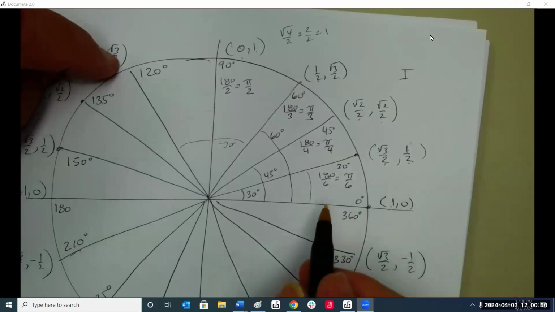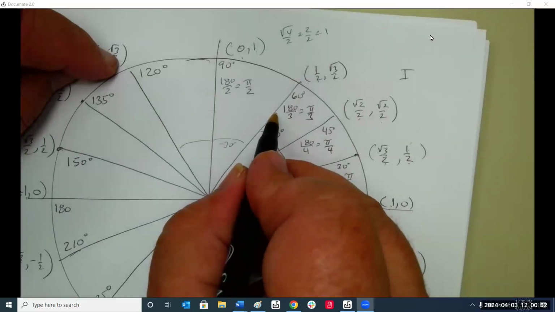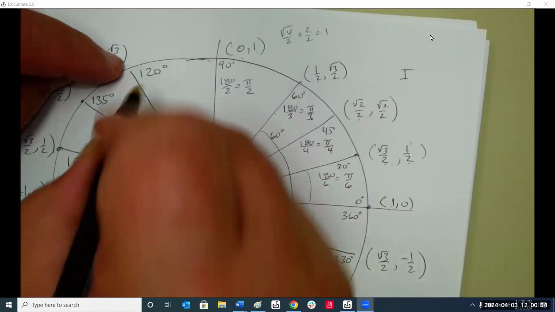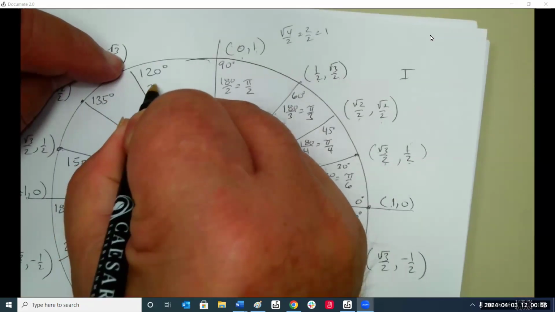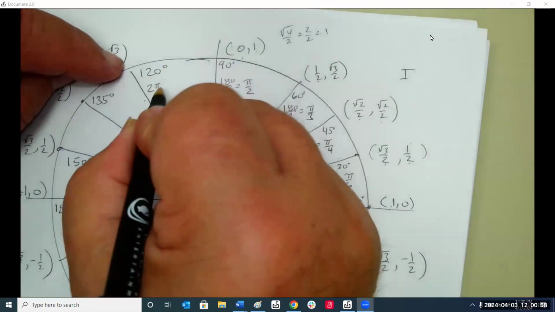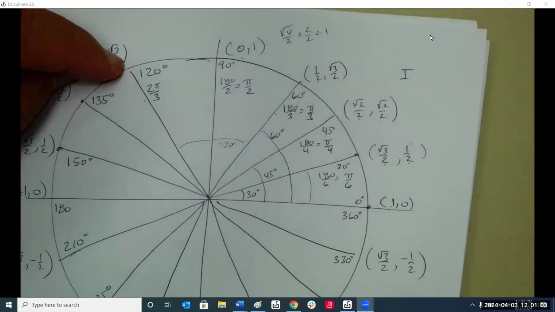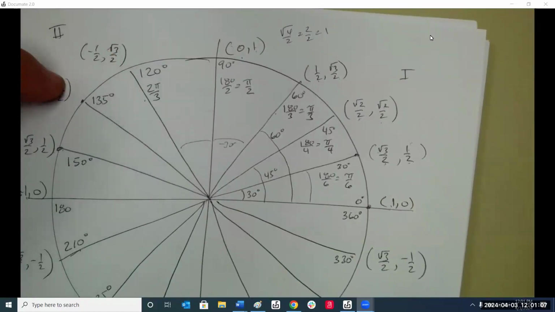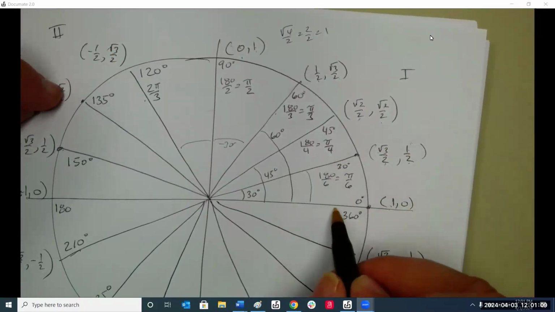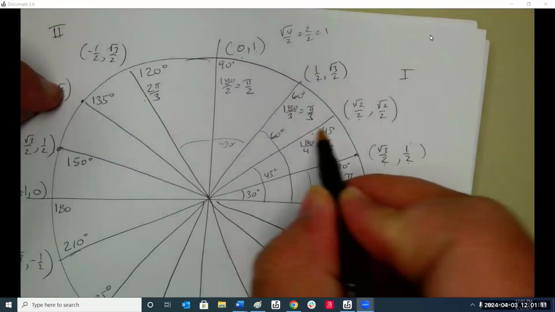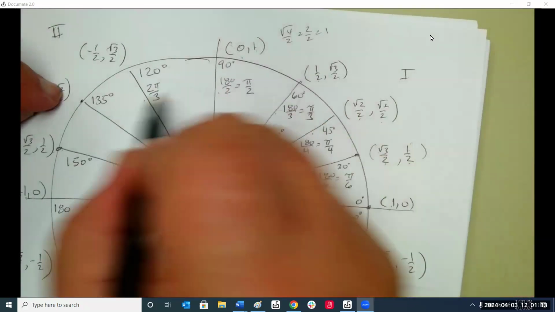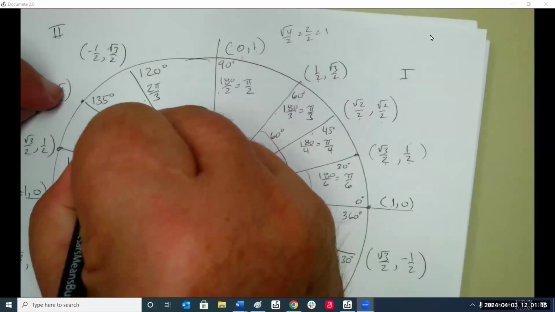120 degrees, we have 1 pi over 3, 2 pi over 3. So this is 2 pi over 3. At 135, 1 pi over 4, 2 pi over 4, 3 pi over 4.